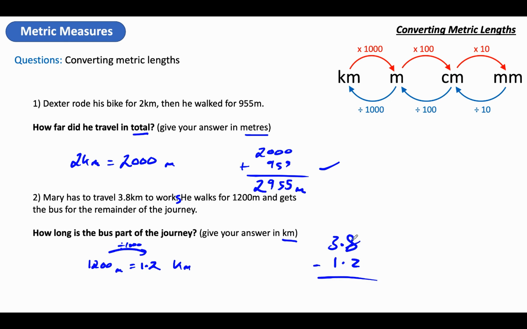Why am I crossing that out? Don't need to. 8 take away 2 is 6. 3 take away 1 is 2. So how long is the bus part of the journey? It must be 2.6 kilometres. Okay, well done if you got those right, and I'll see you again next time.